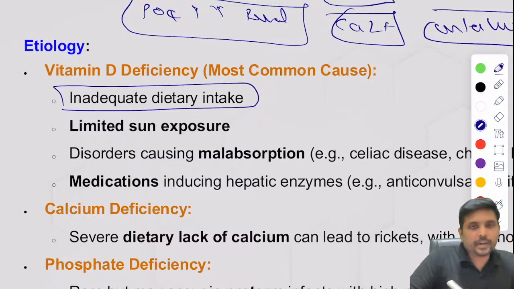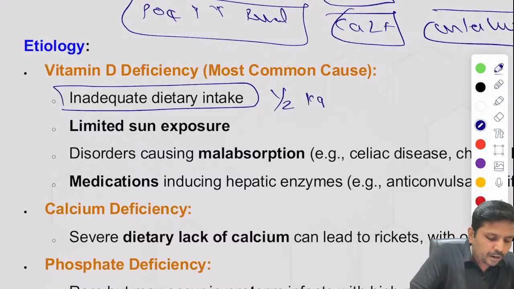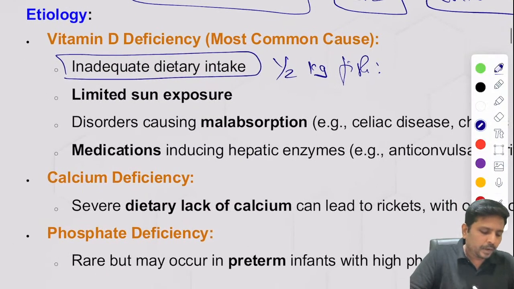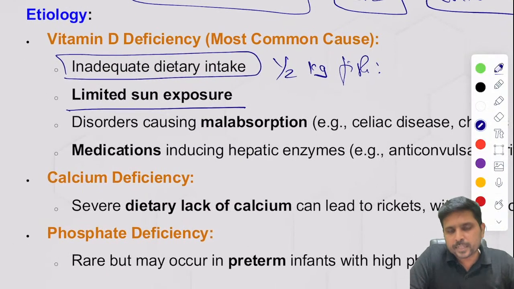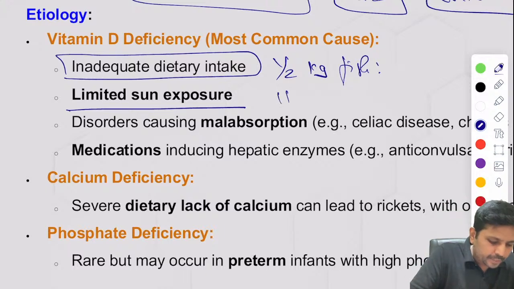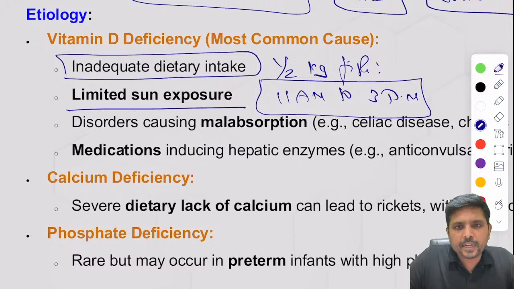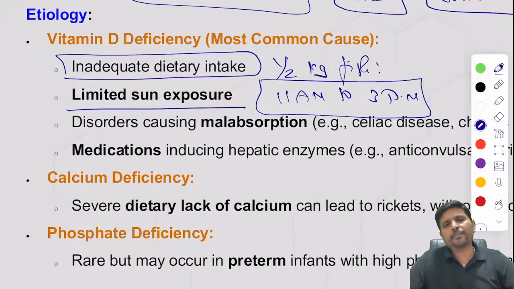Usually it is not available much in diet, because you need to eat half a kg of fish, which is very unlikely to occur. So you rely on sunlight exposure, and the sunlight exposure time is 11 a.m. to 3 p.m. This is also an entrance question or viva question. 11 a.m. to 3 p.m. is the time that you need to expose yourself to sunlight.